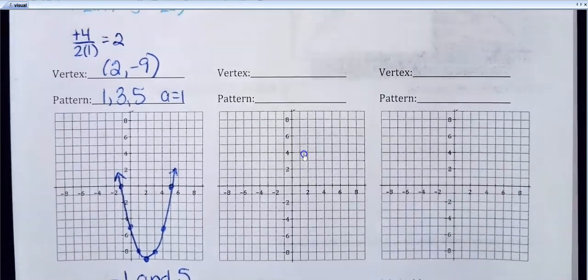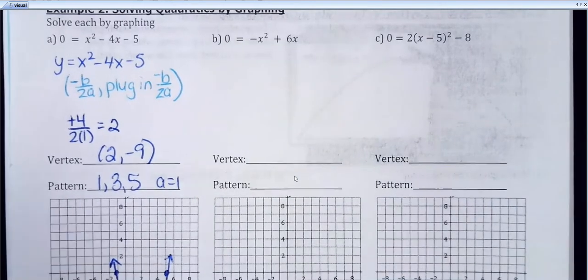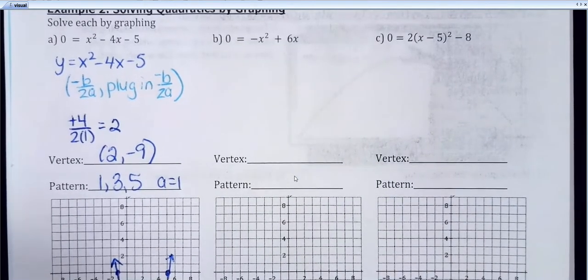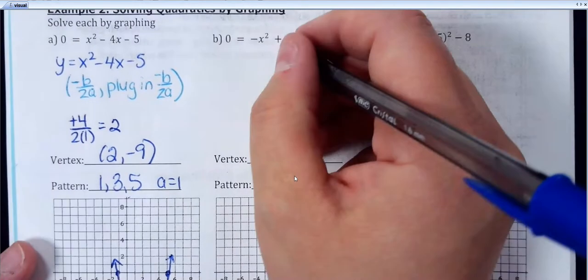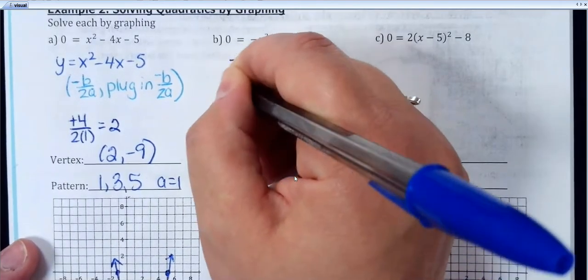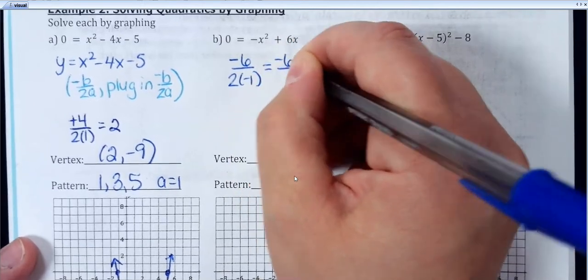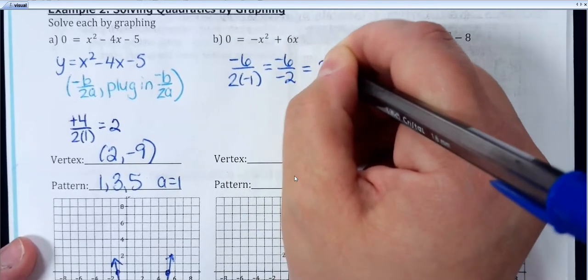Now I got another one here real quick. So in the middle there, same kind of a concept. This is also in standard form. It doesn't have a constant term, so it's -x² plus 6x. So for this one, my negative b over 2a would be -6 over 2 times -1. So that would give me -6 over -2, so that's going to end up being +3.